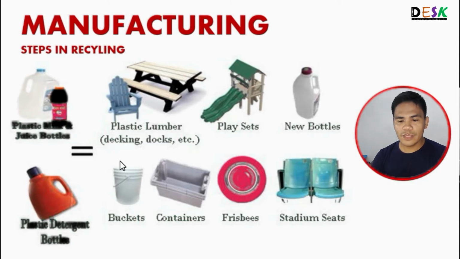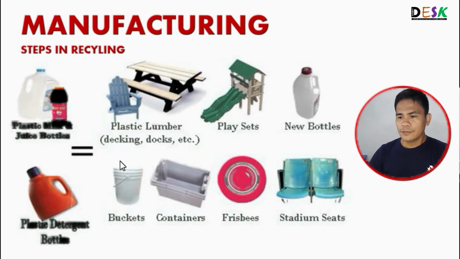Now we also have the harder plastic. We have the plastic detergent pot. Now if they're going to be reprocessed in the plant, of course they are melted and turned into buckets or timba. They can also be turned into containers, and they can also be turned into frisbees and stadium seats. Okay, and they can also be turned into plastic drums.